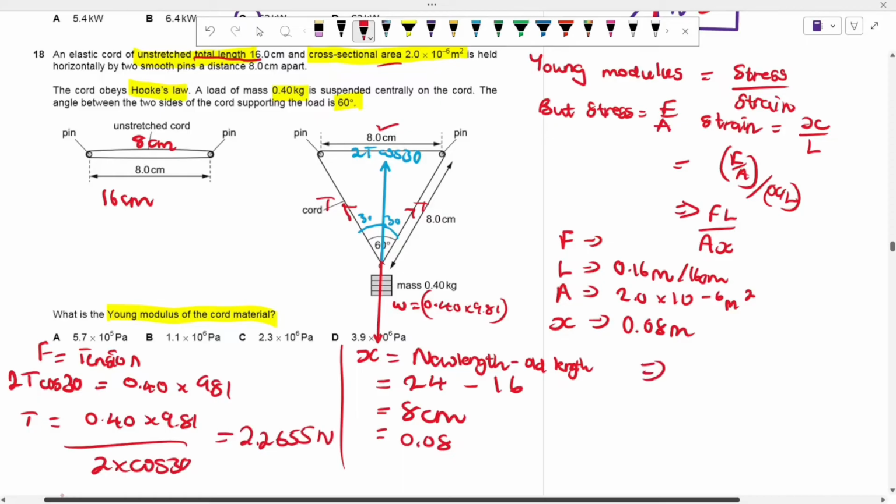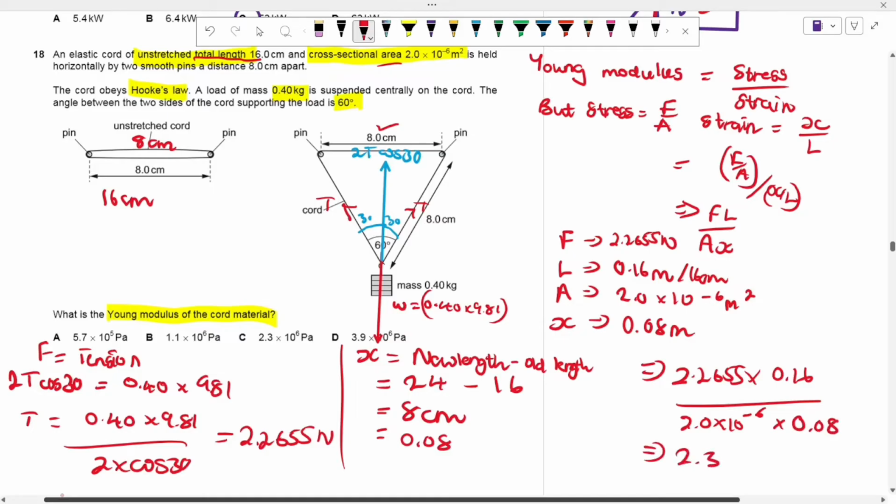We have everything. I have F, which is 2.2655 newtons. I have L, 0.16. I have A, 2.0 times 10 to the power of negative 6. What is my x? 0.08. If I compute this, I'm going to get 2.3 times 10 to the power of 6 pascals. And the correct answer has to be C.